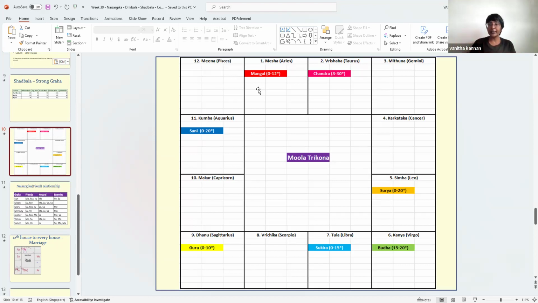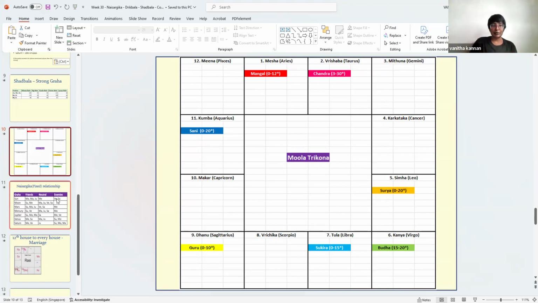Then for the Jupiter, Guru owns two houses, Dhanush and the Meena. In the Dhanush he feels at home, particularly 0 to 10 degree. Then the Sani owns two houses, Makara and the Kumbha. Among this, Kumbha is special for him, especially on the 0 to 20 degree. This is the Mula Trikona. Based on this, the fixed relationship is derived. We are not going to discuss how it was derived, but remember, this is the basic principle.